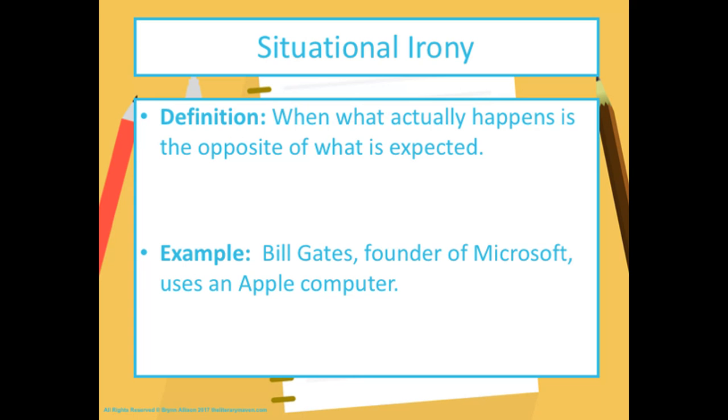The second type of irony is situational irony. In other words, something's up here. Something happened that is the opposite of what you expected, of the entire situation. So, what actually happens is the opposite of what is expected. For example, if Bill Gates, the founder of Microsoft, uses an Apple computer. Now, we know Bill Gates would never use an Apple computer, but take this kind of an example.